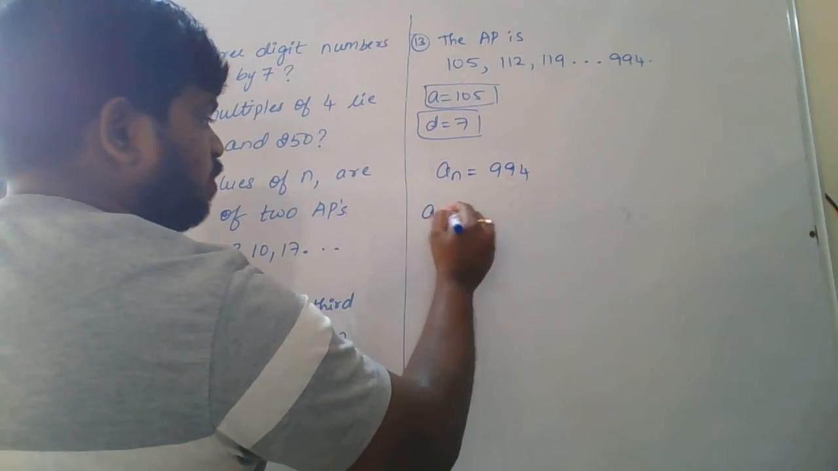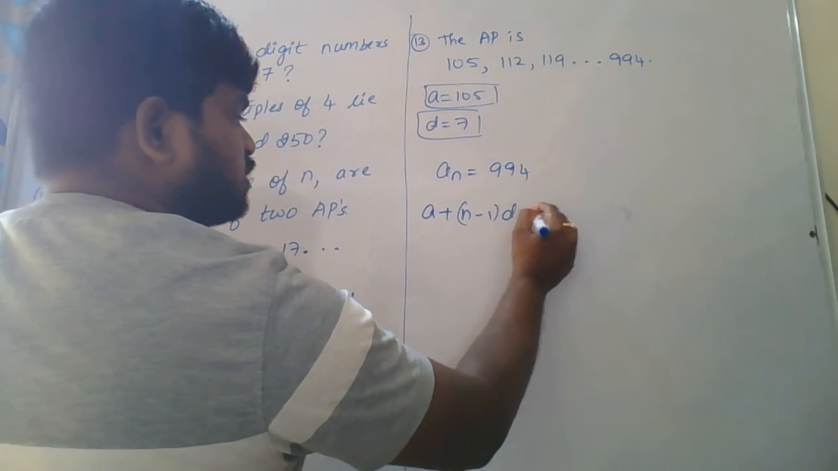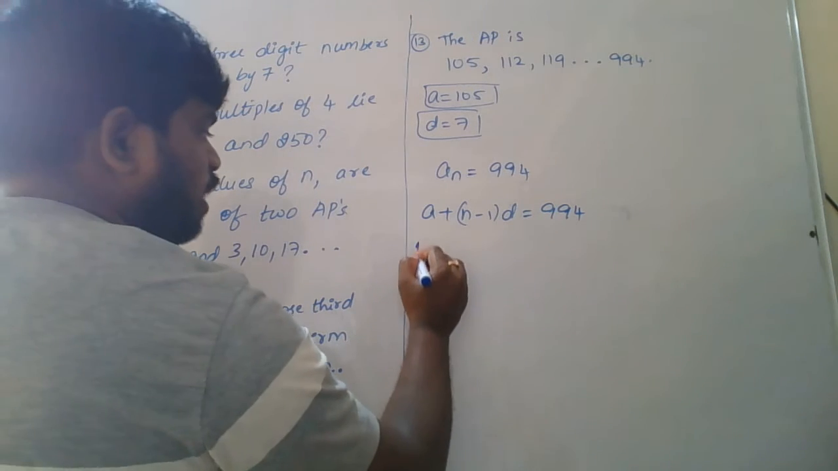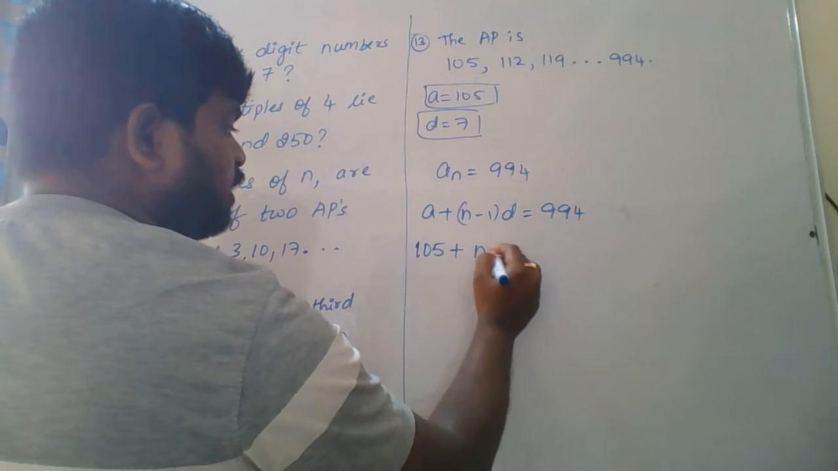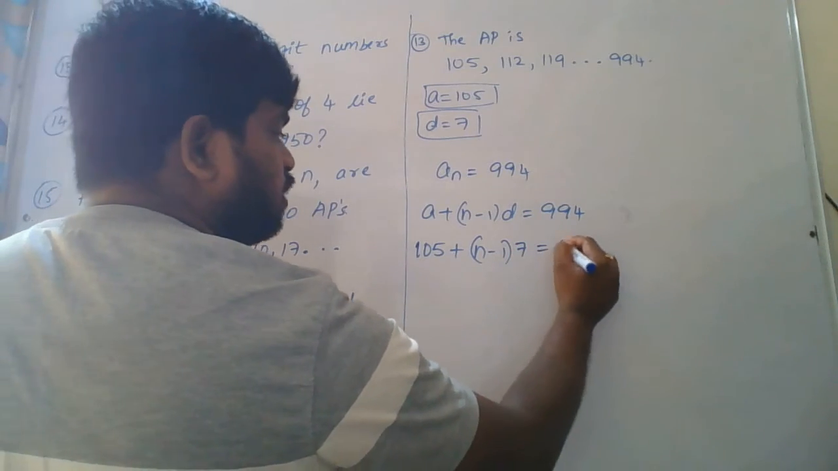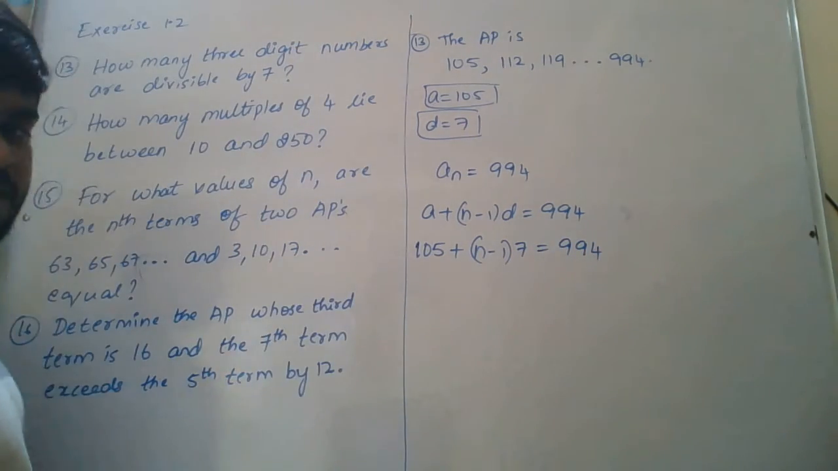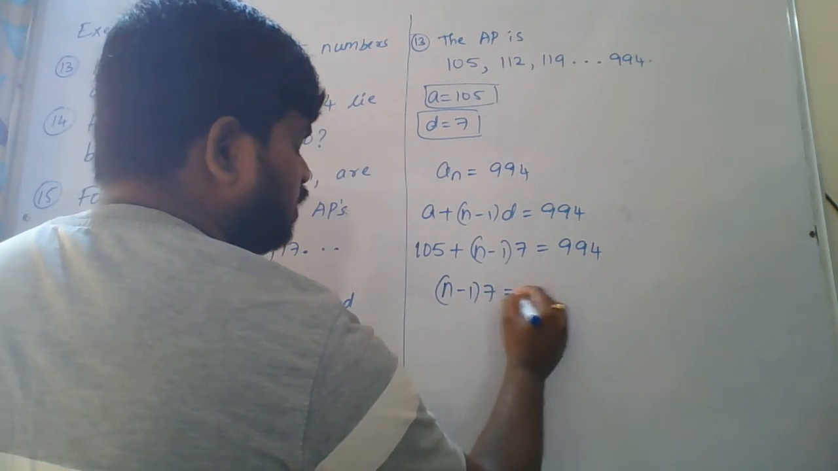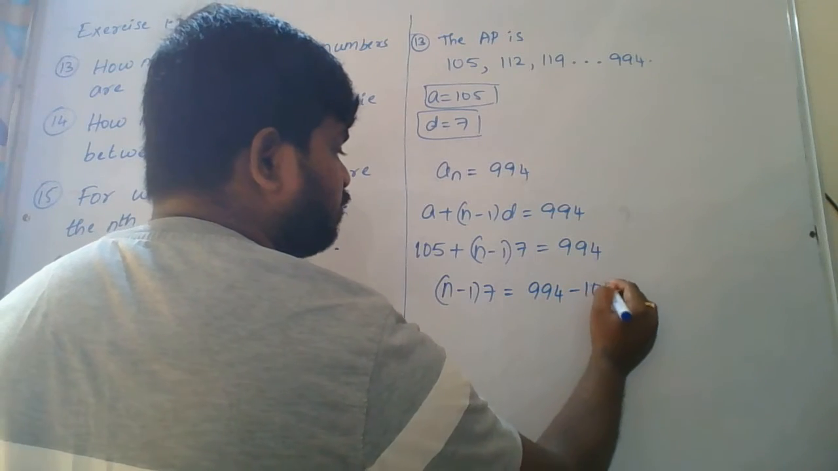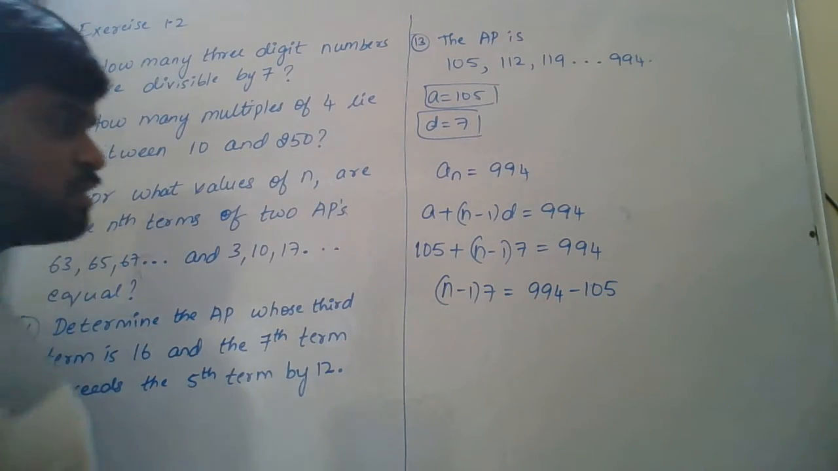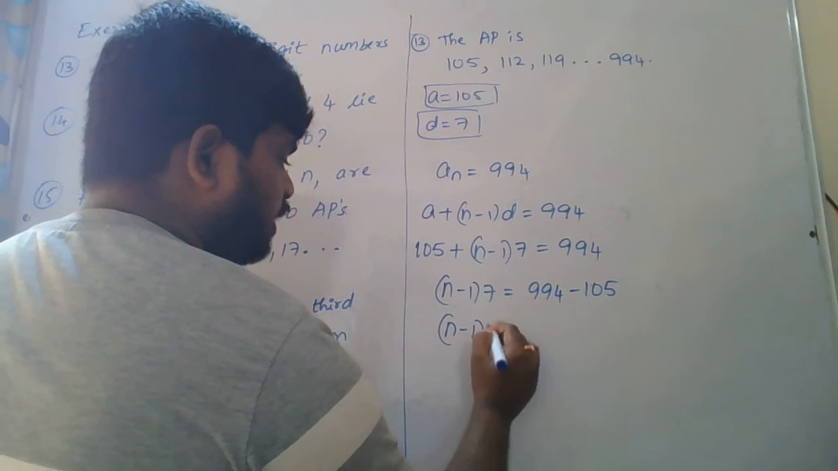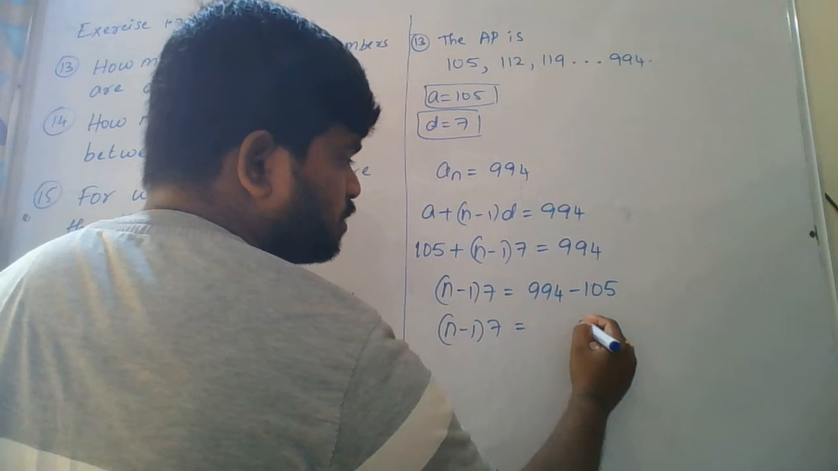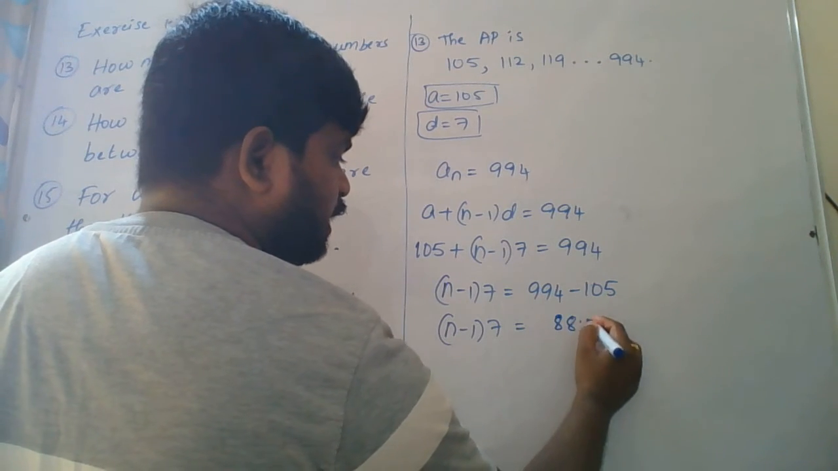Below an, let's write its formula: a plus (n minus 1) into d equals 994. What is the value of a? 105 plus (n minus 1), d value is 7, equals 994. Send this 105 to the other side. (n minus 1) into 7 equals 994 minus 105. Now let's subtract it. You get 889.